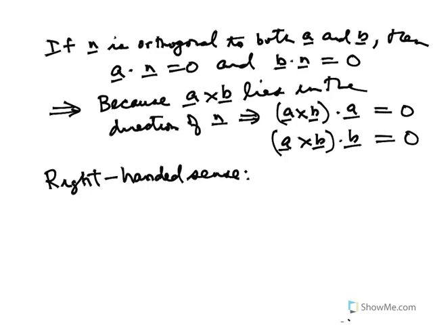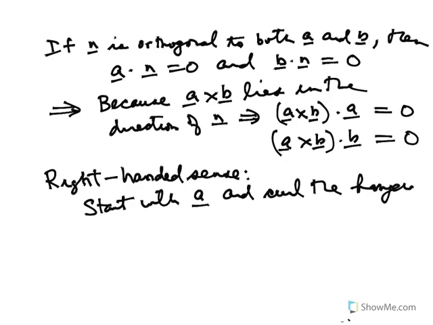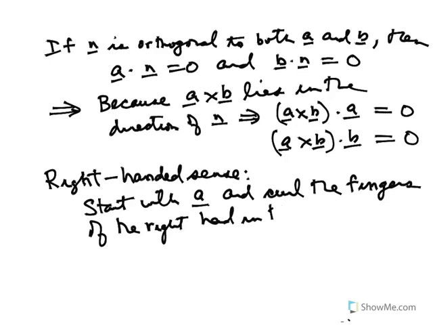So the right-handed sense means we start with A and curl the fingers of the right hand in the direction of B. So basically what that means is we're going to sweep like this.